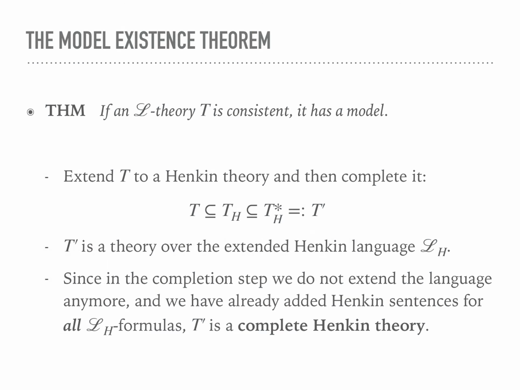So here's the theorem again, stated: if an L theory T is consistent, it has a model. So how does the process work? We start with T, and first we extend it to a Henkin theory. So T^H, that's our Henkin extension. And then we complete it. So denote this by T^H*.